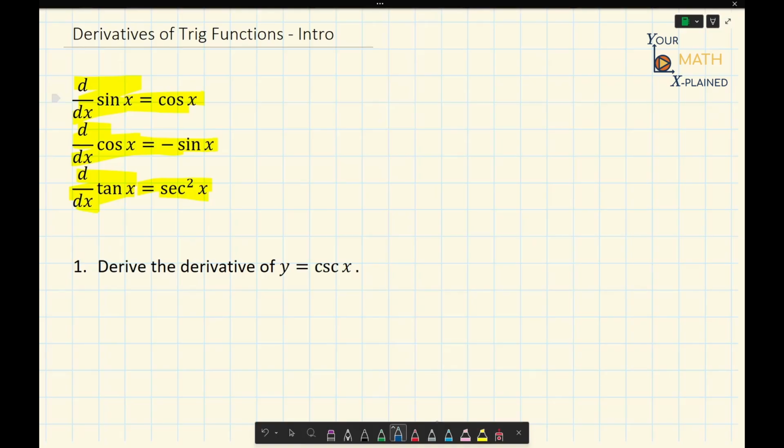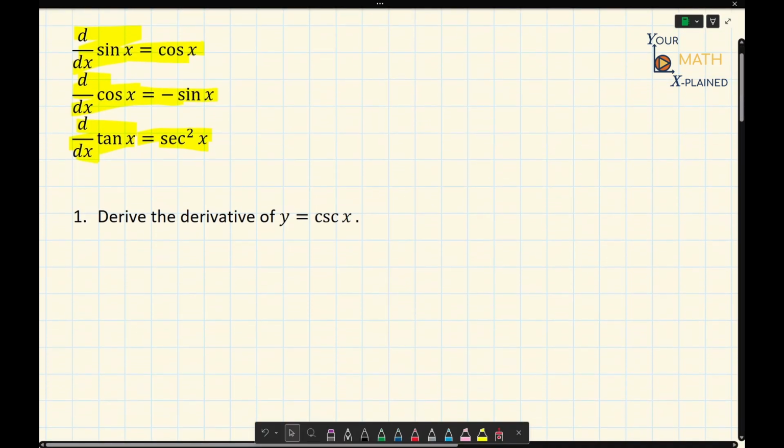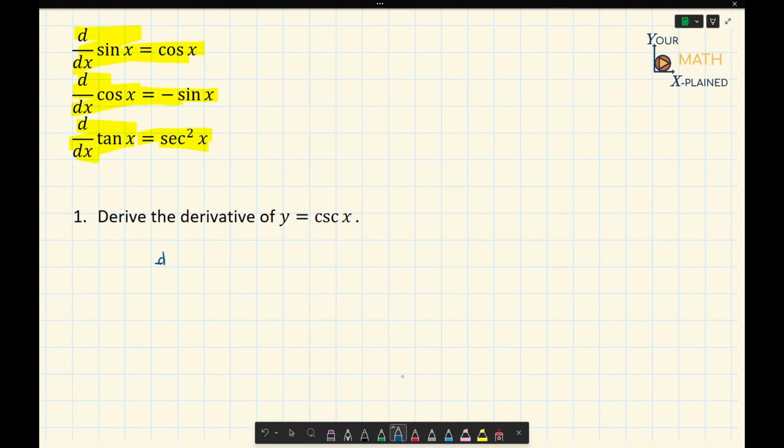So now that we have these three new derivatives at our disposal, let's take a look to see if we can derive the derivative of cosecant x. So we're going to start with the derivative, which is d by dx, of our function, which is cosecant x. Recall that cosecant is just the reciprocal function of sine, which means this is equal to the derivative of 1 over sine x.